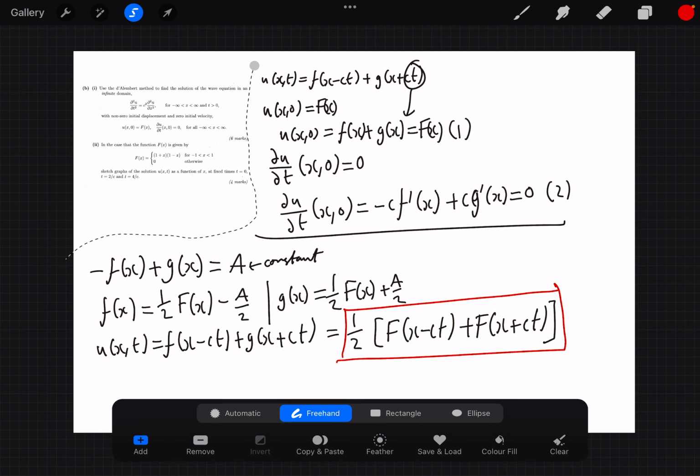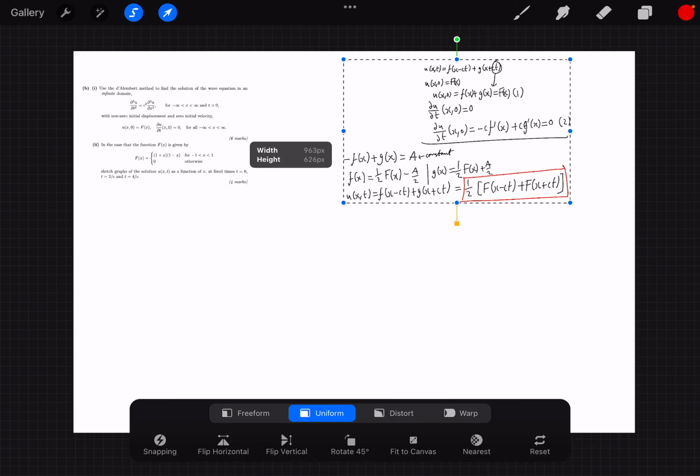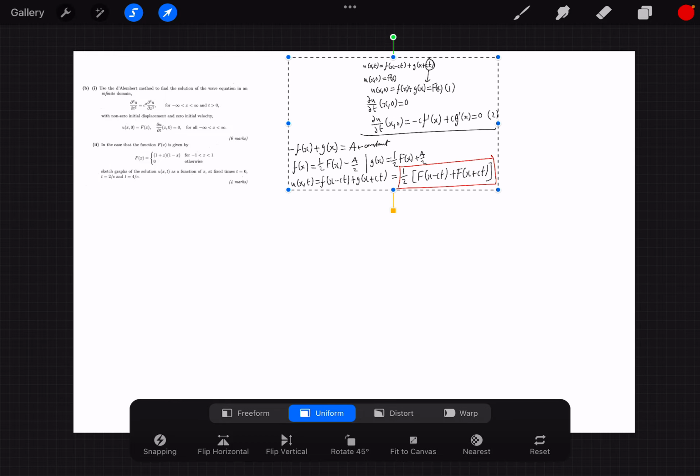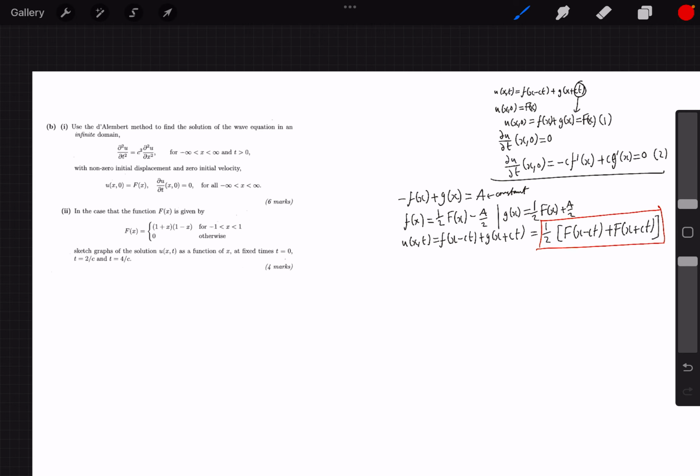So let me just make this smaller so we can do the second part. Okay, so we've done this first question. 6 marks, that's quite a lot. Pretty good, I think, for 6 marks. Now it asks us, in the case of the function f(x), and we're given some information about this, a equals 0 if x isn't between minus 1 and 1. We sketch the solutions, and we're given different values of t to do so, which is very interesting.